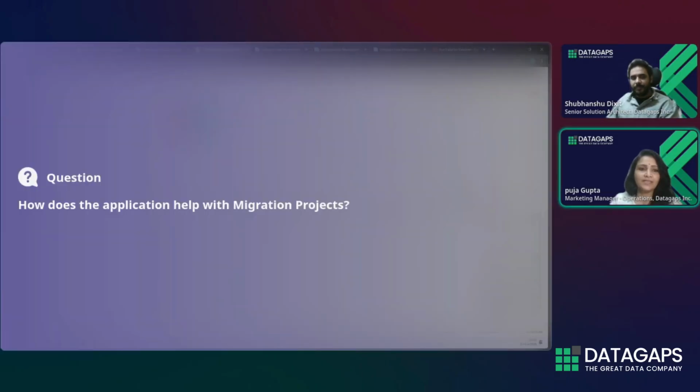Great, thanks. Next is, how does the application help with migration projects? That's an excellent question. So today we are focusing on the BI side of things. When we're looking at BI migration validation, what we want to ensure is that the numbers between the reports match as well as the data. So that is the first example.